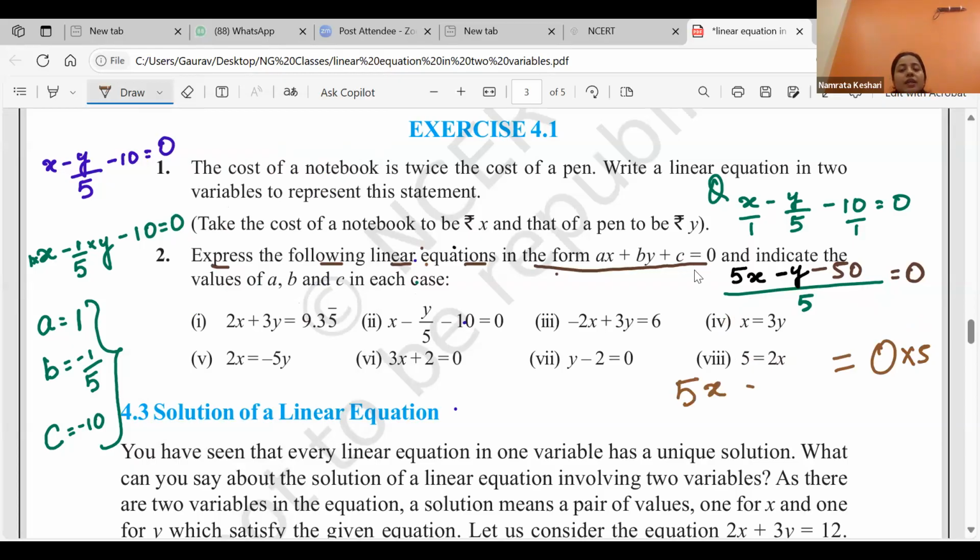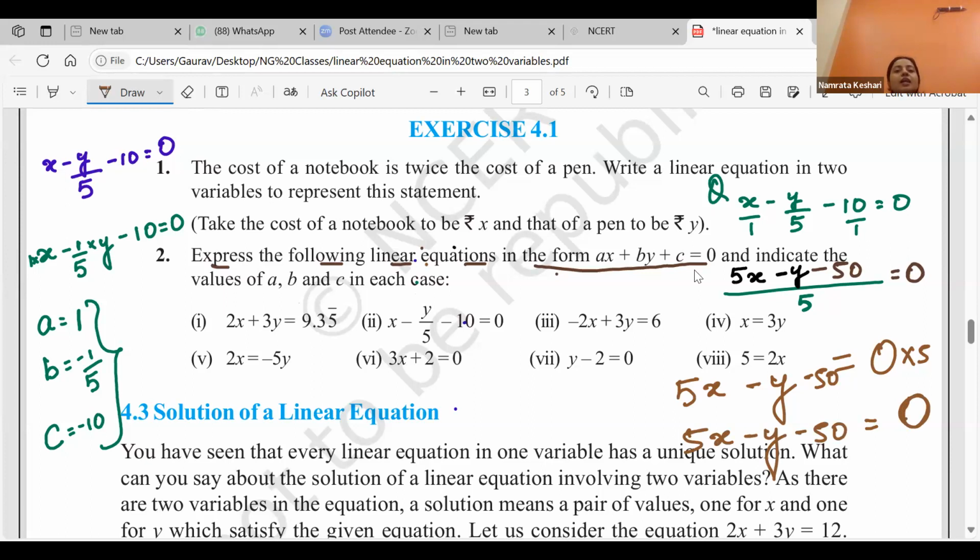5x minus y minus 50 is equals to 0 into 5. 0 into 5 is just 0. 0 multiplied with any number is just 0. And what are we getting? We are getting 5x minus y minus 50 is equals to 0. That was one of the ways of writing it in standard form. This is another way of writing it in standard form by doing the simplification.